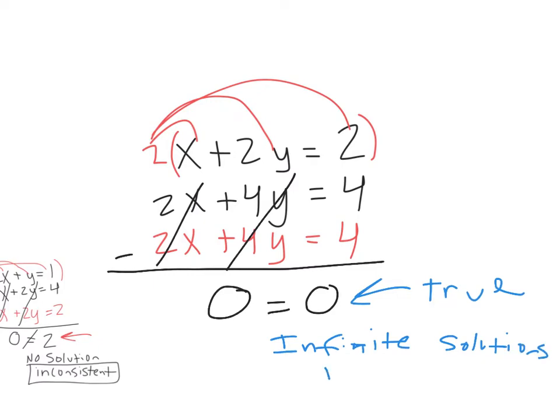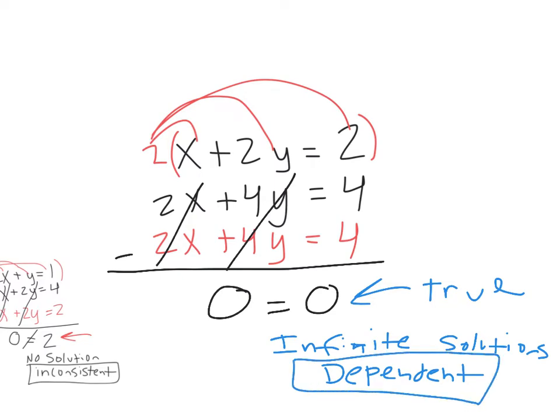We call this dependent systems of equations. So I'll put my box around dependent. These are dependent equations. And what you may have noticed is that here 2x plus 4y equals 4 and 2x plus 4y equals 4 were the exact same equation.